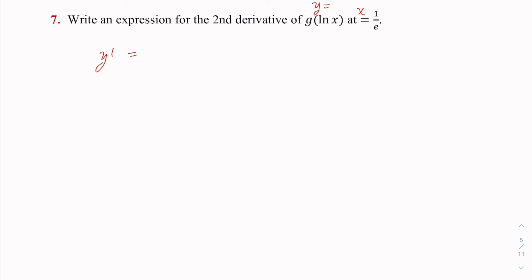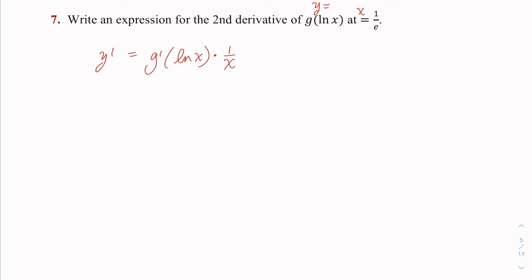So y prime equals, chain rule says take the derivative of the outside guy first. So what are we writing down? Good, and the inside guy stays the same. Then multiply by the derivative of the inside guy. And if you like, you can write times 1, because the derivative of x is 1.